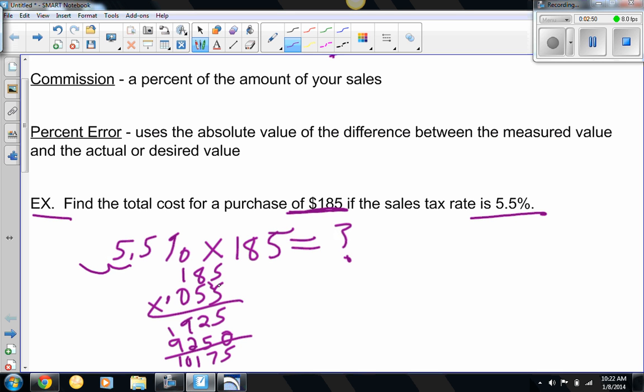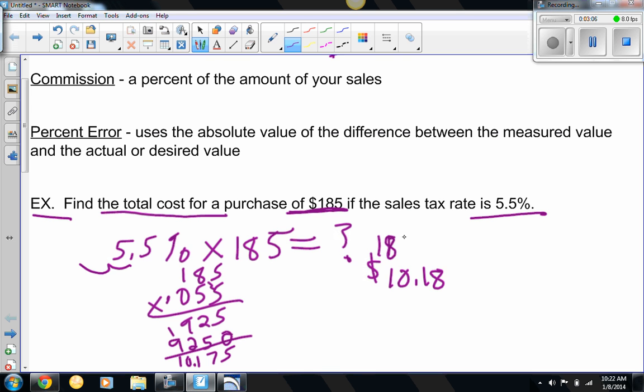And you have to put your decimals in there. And remember that this is money. So that would be $10.18, but that's not my answer. It says find the total cost. It doesn't say find sales tax. I had to find sales tax to be able to find my total cost.